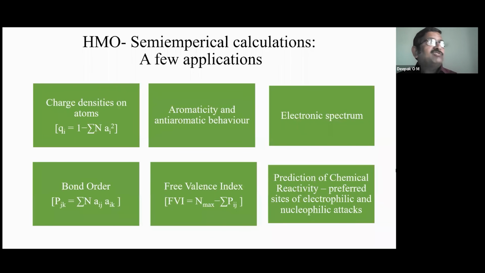Then the electronic spectra of such compounds you can predict by using HMO calculations. Bond order calculations you can perform. Free valence index based calculations you can perform. And the sites of preference, like where an electrophile or a nucleophile will attack on the molecule, all these kinds of things you can predict by using these calculations. I've just mentioned a few applications, and based on this you are learning about the molecule. That's the ultimate requirement for chemistry, isn't it? I'm just giving you some glimpses.